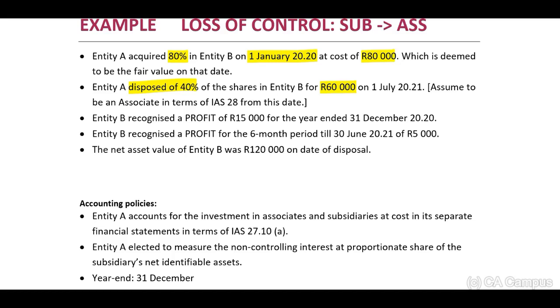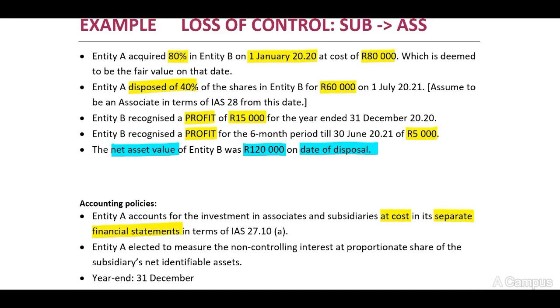Entity B recognized a profit of 15,000 for the year ended 31 December 2020, and Entity B recognized a profit for the 6-month period until 30 June 2021 of 5,000. The net asset value of Entity B was 120,000 on the date of disposal. Entity A accounts for the investments in associates and subsidiaries at cost in its separate financial statements in terms of IAS 27 paragraph 10A.